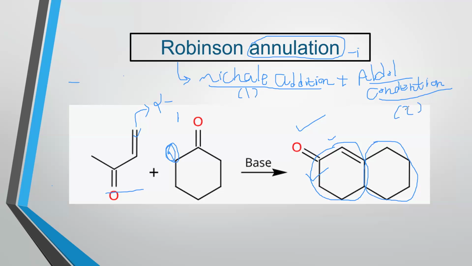This also can be asked as a question: Robinson annulation is a combination of which two reactions. So you have to answer accordingly. Michael addition, aldol, and they will give you options like Michael addition, aldol condensation, Michael addition, then Smith rearrangement, and all the combinations possible. So this kind of MCQs can be asked.